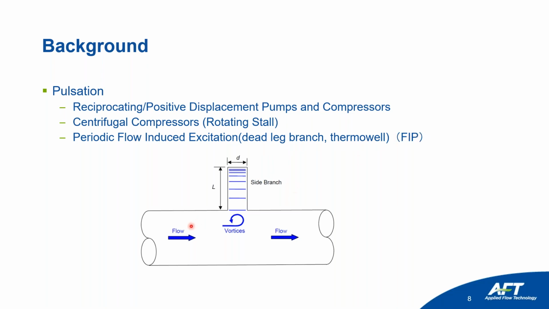So what we have here is FIP. We have the flow on the main line, and here's a connection, which in this case is a dead leg branch. So the flow creates a vortex that has a vibration frequency that, if it coincides with the natural frequency of the connection, the side branch, can create high displacement and create failure at the connection.